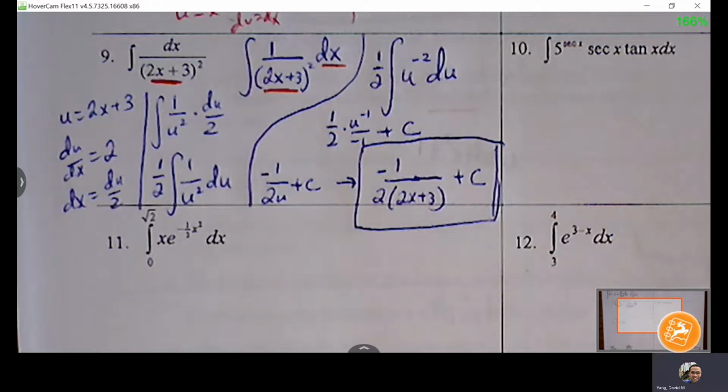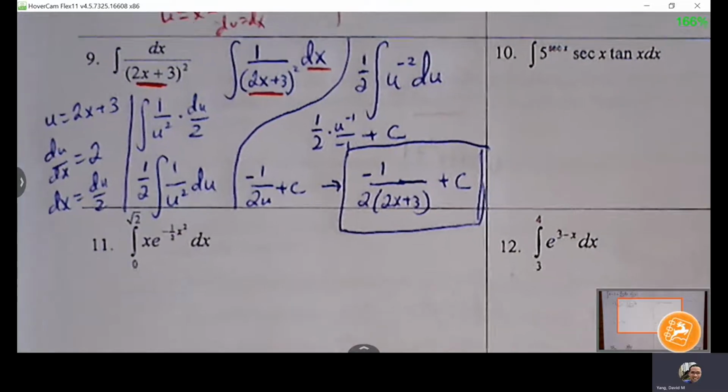5 to the secant x, tangent x dx. Another reminder I want to keep making is that even if you see rules that look like you can apply, we can't separate problems if multiplication is involved, right? We really need to think of this as one messy problem. And because it's so messy, we're going to have to go through U substitution, okay? We don't have a rule that can handle what we see in front of us.